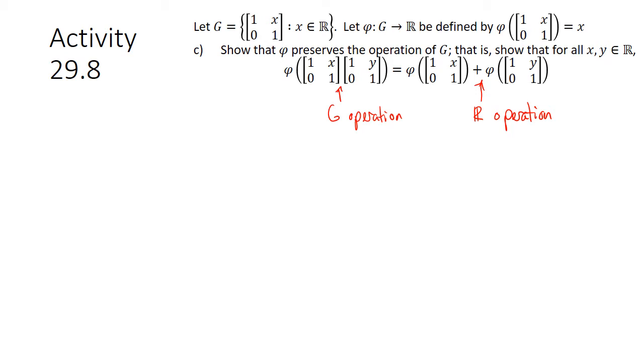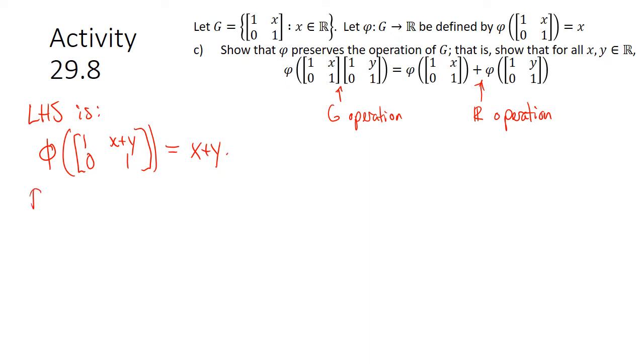Okay, so that's why one of them is multiplication and one is addition. Anyway, we just have to show this. So phi, the left-hand side is the following. I'm going to just do the operation that is inside the parentheses there. So this is going to become 1, x plus y, 0 and 1, like we showed on the last problem. And so this is just going to be x plus y.